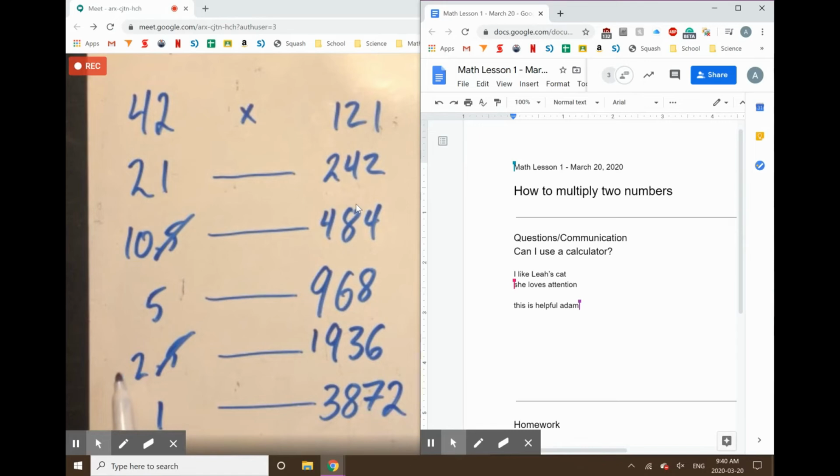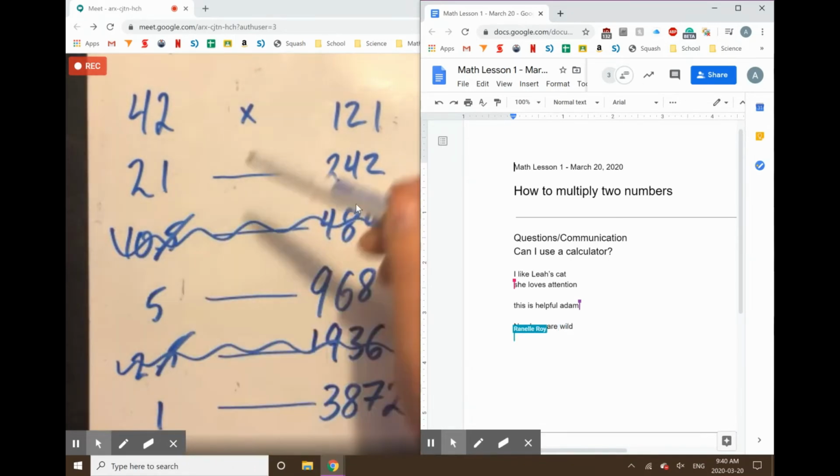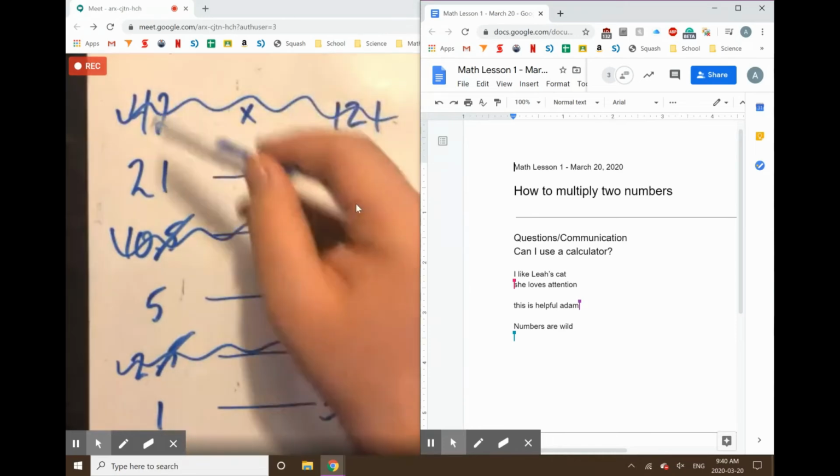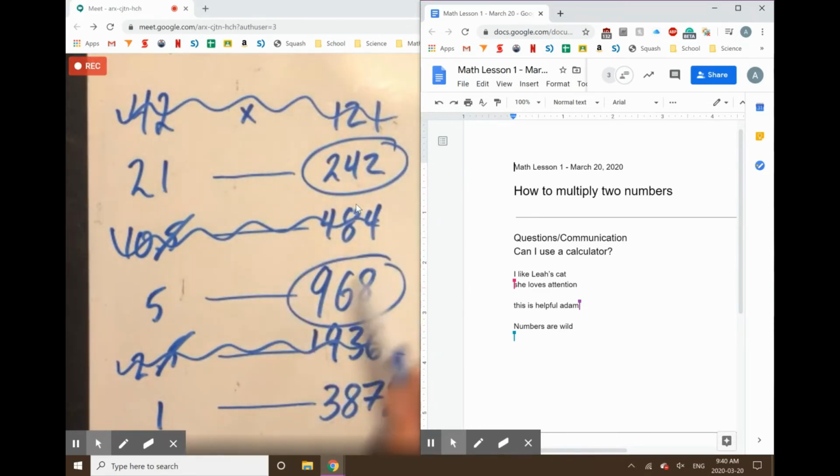So it looks like we've got a lot more numbers to add up here, but before we do that, again, we're allergic to any even numbers on the left side. So we cross out this row, we don't worry about it. We cross out this row as well because of the 10, so we don't worry about that. And then we cross out the number on the top here, this 42, because that one's also even. And so the only numbers we need to add together are 242, 968, and 3872.